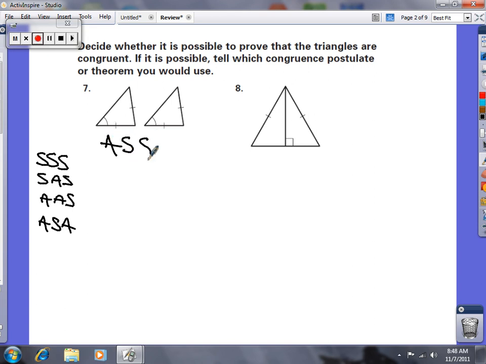Is there a postulate that's angle, side, side? No, there's not. If you've got an angle and a side, look, your angle has to be sandwiched between your 2 sides. Does that make sense? Your angle has got to be sandwiched right between your 2 sides. This guy right here is not sandwiched between your 2 sides.